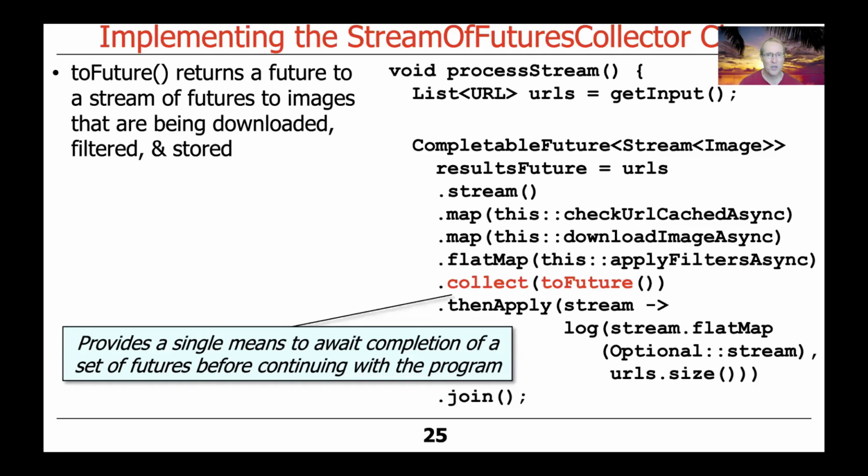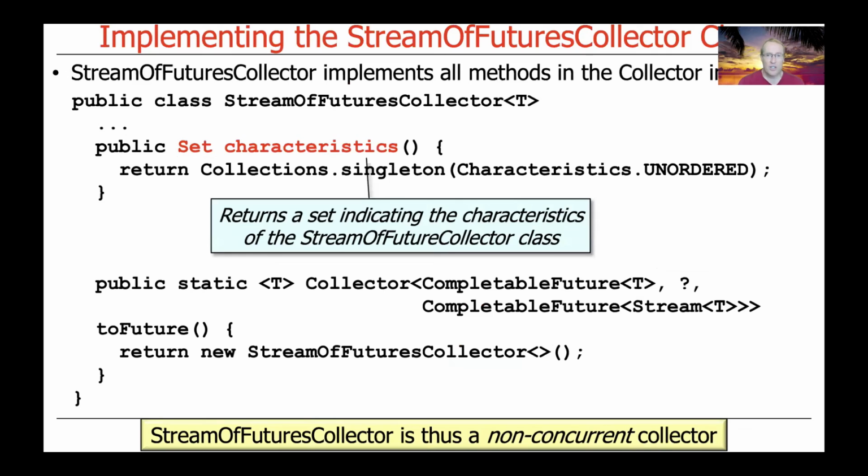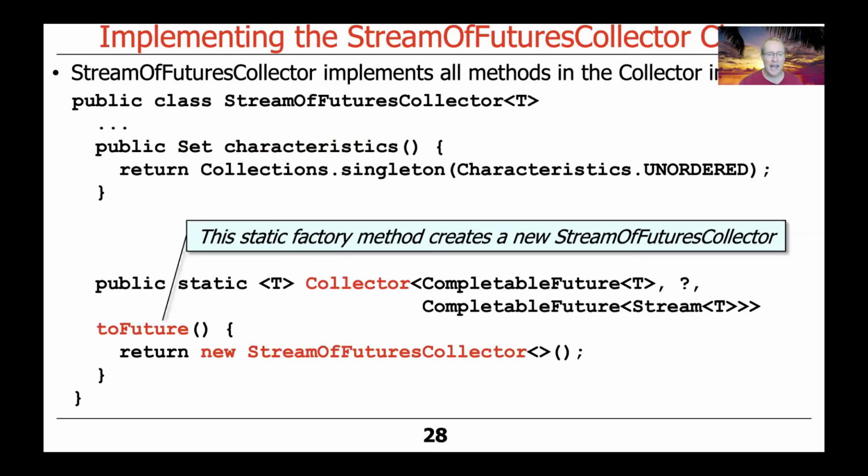And this is how it gets used in our program. You can see how collect returns that completable future, and after everything completes, thenApply gets called, and that's going to go ahead and take the stream and then apply the flatMap method to get rid of everything that's empty. Just to wrap up the discussion of StreamOfFuturesCollector, here are the characteristics. A method that just returns a set indicating we don't care what the ordering is because it's all asynchronous, doesn't matter. And we also have the toFuture method, which is the factory method that's used to create an instance of StreamOfFuturesCollector.